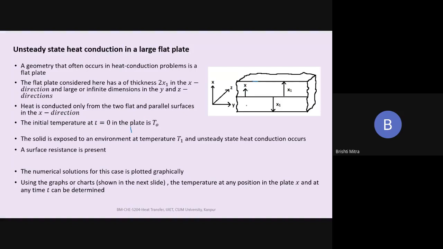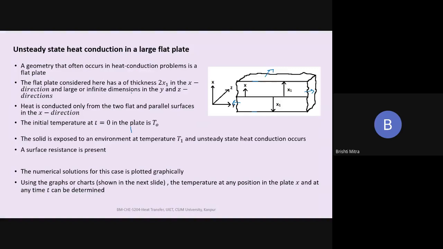A large flat plate is defined as something where there are finite ends out here, and in this direction we have an infinite growth. In this direction also we have an infinite growth. That means in the z direction and the y direction there is infinite growth, either this side or this side. But in the x direction, which is out here, things are finite. So this is a large flat plate which will have a thickness, and the extensions will be infinite in the other directions.